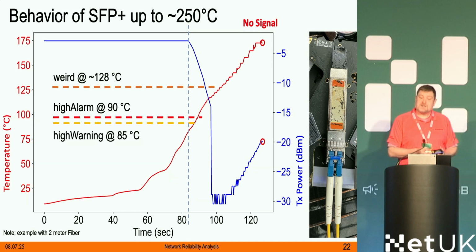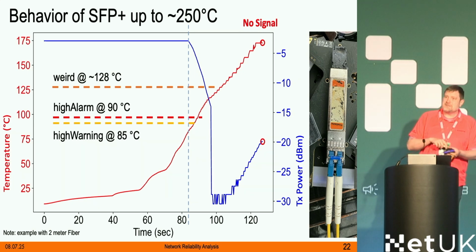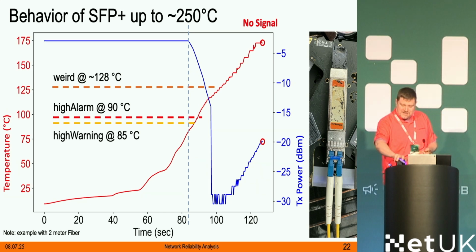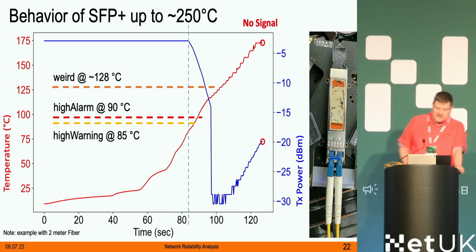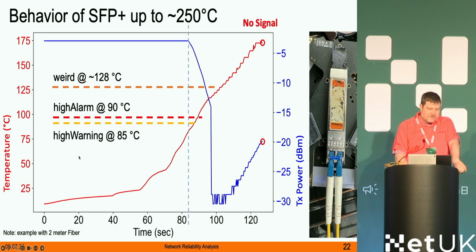Let's get to another experiment, this time with 250 degrees. This was quite extreme. Same heat gun, but this time a little bit longer, up to 250 degrees. I took a different transceiver, one that is more resistant to heat. So as you can see here, we still have the high warning, high alarm. You can read out through DDM, and what you should see in your network gear. For this transceiver, specified to 85 and 90 degrees. But I introduced a new value.